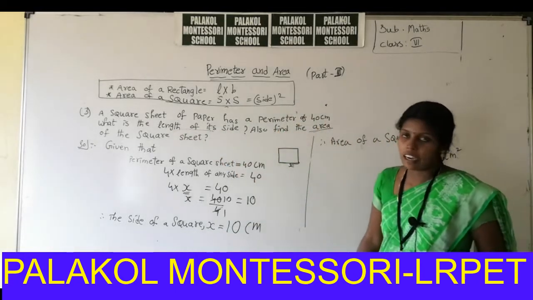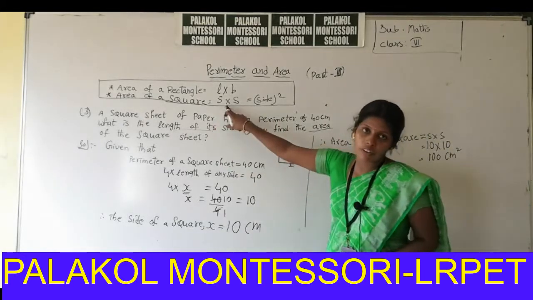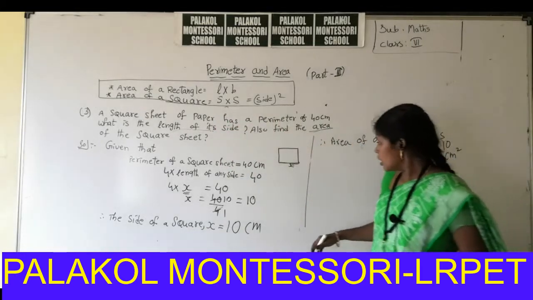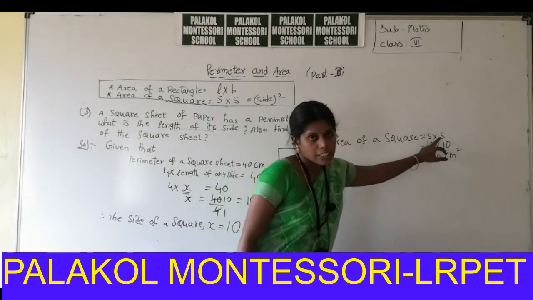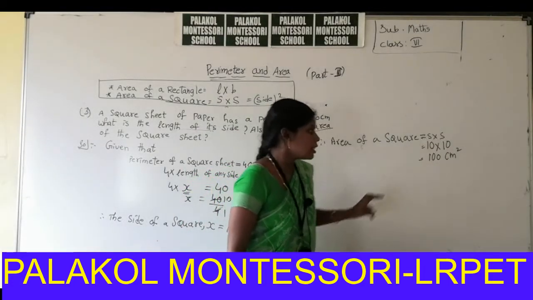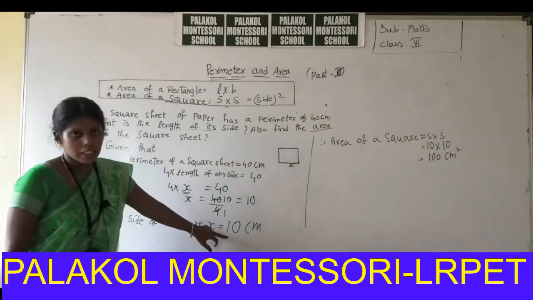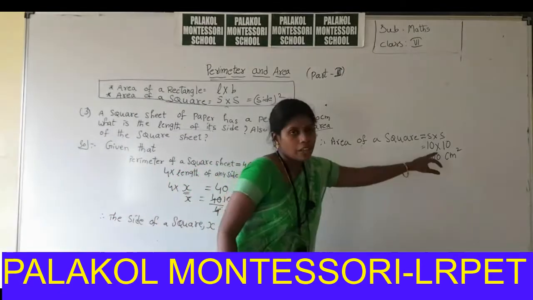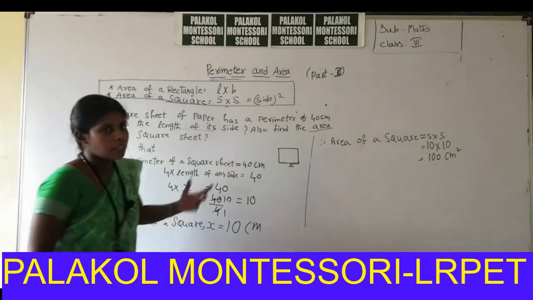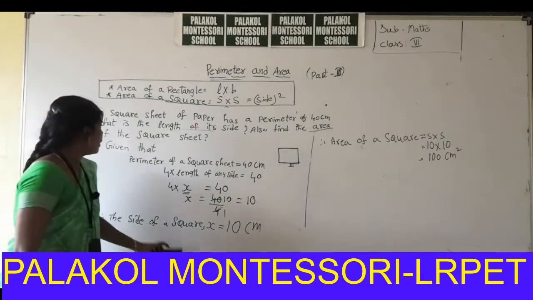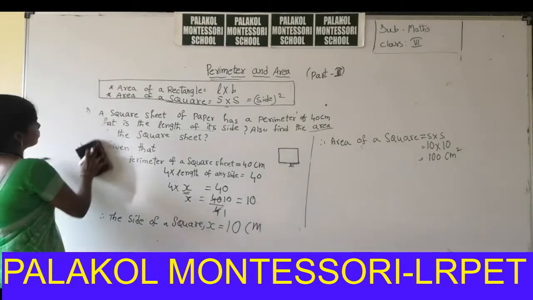Next we can find the area. We already know the formula. Area of a square is equal to side into side, that is nothing but s into s. So side is equal to 10 centimeters. 10 into 10, 10 times 10 is 100. Centimeter into centimeter, centimeter square. So next question.